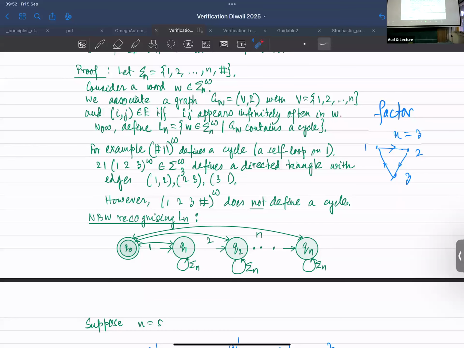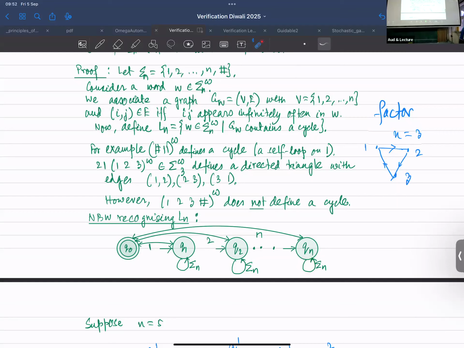Now, why will it fail here? This should not be accepted by this automaton, as I'm claiming. Why will it not get accepted? You can try a run for this word on this automaton. When we are at Q3, we can't escape Q3 because of the sharp symbol, but you can stay here.